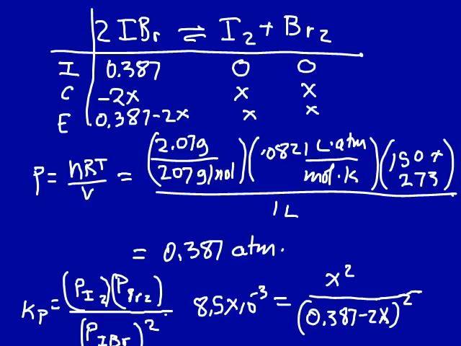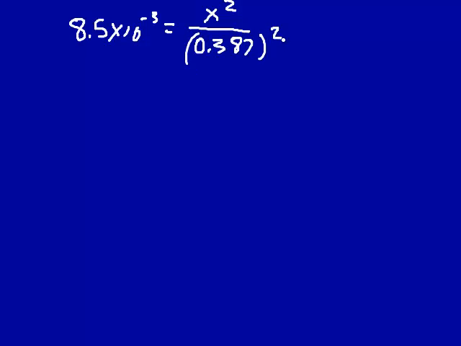Well, actually, let's go back here. Let's use the successive approximation. You could use a quadratic formula here if you wanted to, but just for fun, let's use the successive approximation. So that means we're initially going to put x equals 0. We're going to ignore x. So let's write down that equation, 8.5 times 10 to the minus 3 is equal to x squared, and we're going to ignore x, so this would be 0.387, and again it's squared.